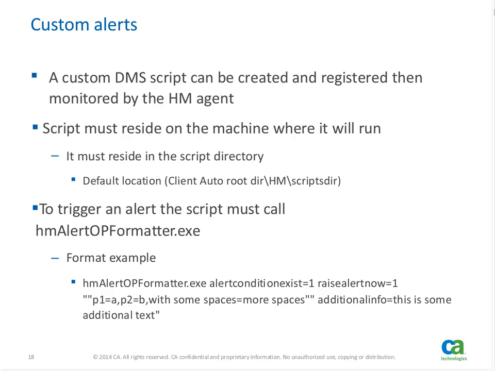Inside of your script, in order to actually trigger the alert, you would call this executable, hm alert op formatter.exe, and then you would pass the parameters alert condition exist equals 1 and raise alert now equals 1. So let's say you wanted to be alerted for low disk space, especially on perhaps a scalability server. You would have something that the health monitoring agent would run periodically, and that periodic interval is configurable, which I'll show you when we get into configuration policy.